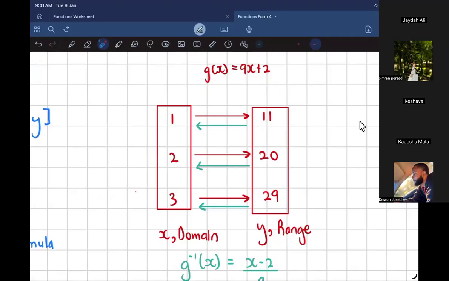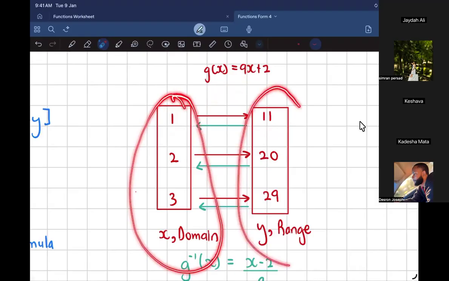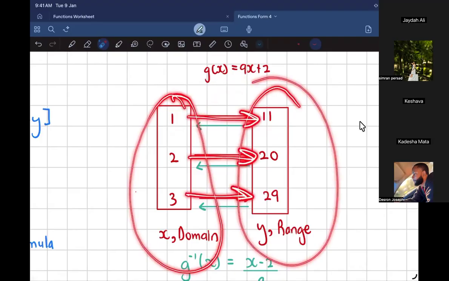And that trend applies for every element in the domain. So if you put in 1, 9 times 1 is 9, 9 plus 2 is 11. Makes sense, right? So a regular function maps the x values onto the y values. Did I confuse you? Are you with me so far? Okay, nice.